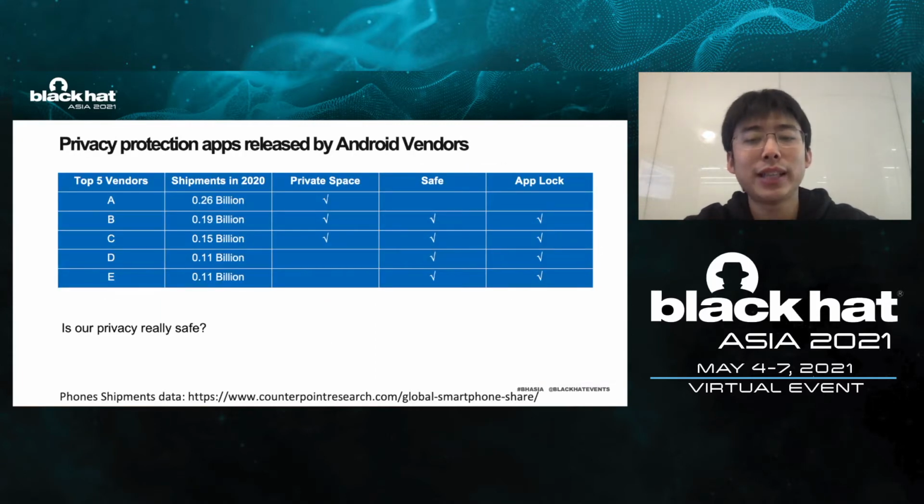We investigated the privacy protection apps released by the top 5 Android vendors, and the result is shown here. All of them released at least one type of privacy protection app, and 2 of them released all 3 types. But the question is, is our privacy really safe? So we began our research.